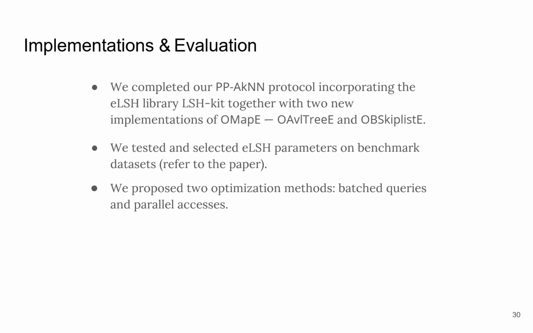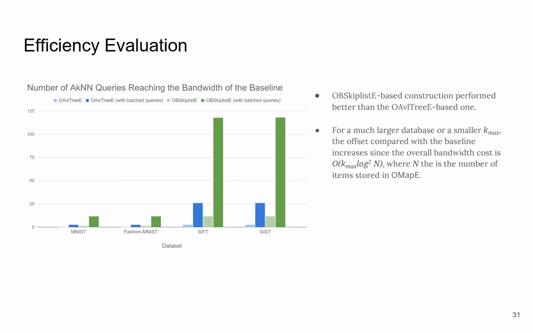Due to time limit, I will briefly go through the implementation part. We completed our PPA-KNN protocol incorporating the ELSH library together with 2 new implementations of Omap. We tested and selected the ELSH parameters on benchmark datasets tailored for AKNN search. In addition, we proposed 2 optimization methods, one through batch queries and the other through parallel access. We found through our experiments that the B-skip list-based construction performed much better than the AVL tree-based ones. And finally, for a much larger database or smaller kmax, the improvement compared with the baseline increases since the overall bandwidth cost is bounded by kmax times log n squared.